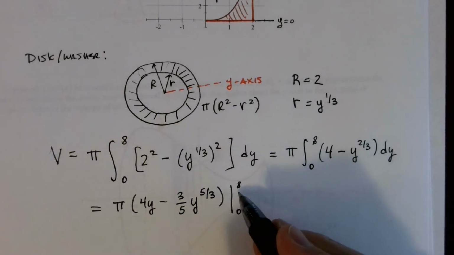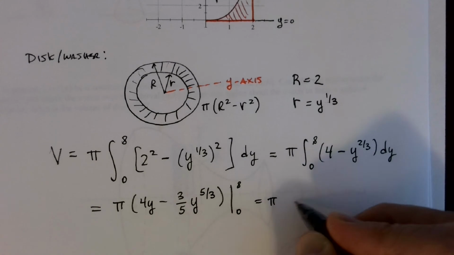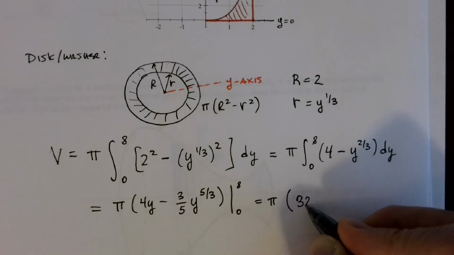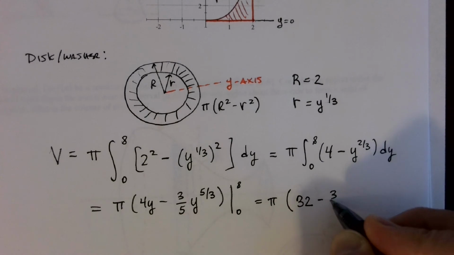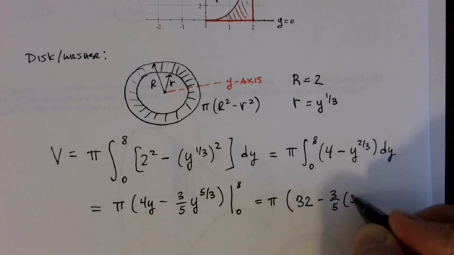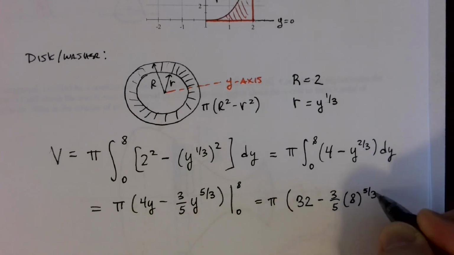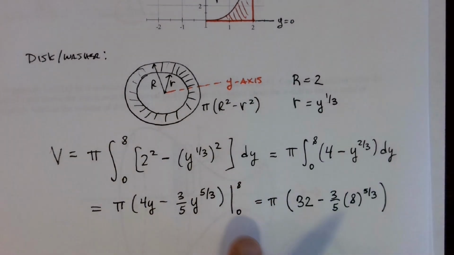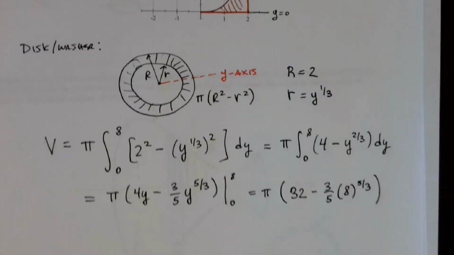I'm going to evaluate it at 8 and at 0. Of course, when I plug in 8, I get 4 times 8, which is, what's 4 times 8? That's 32, isn't it? Minus 3/5 of 8 to the 5/3 power. And of course at 0, it's going to be 0 minus 0.